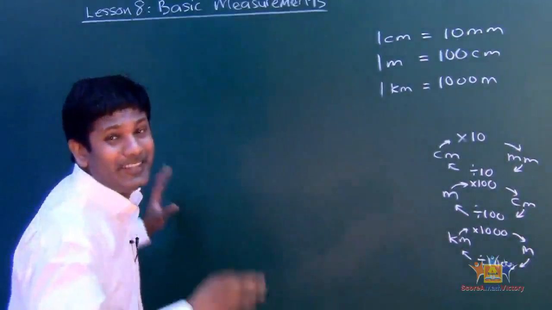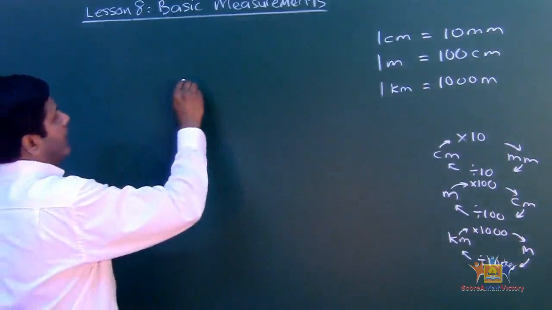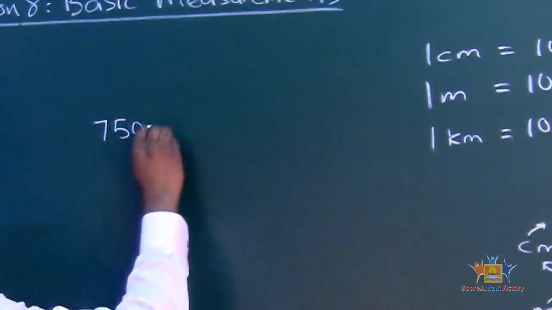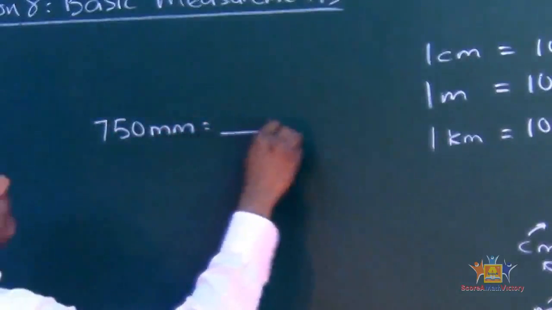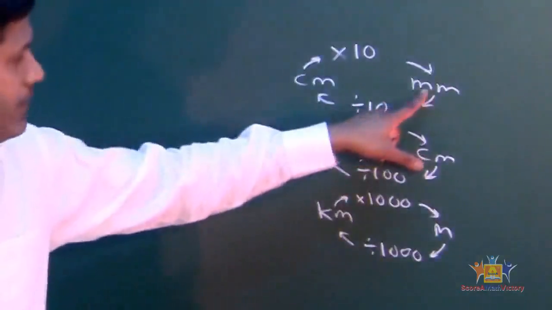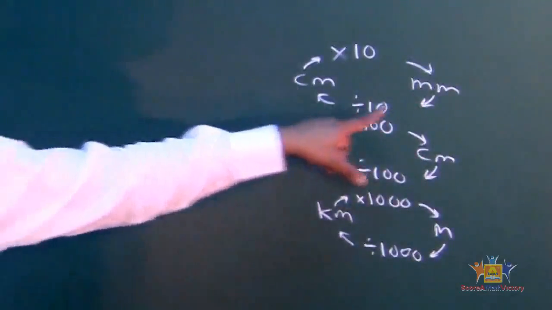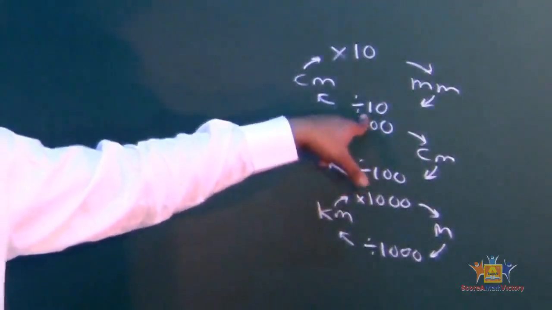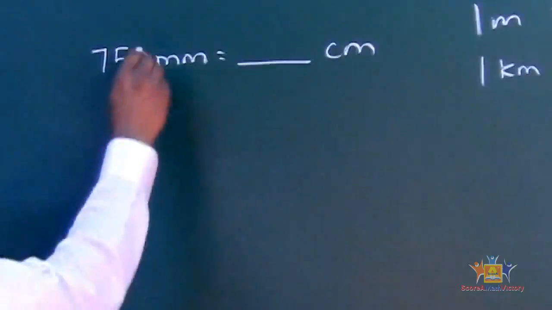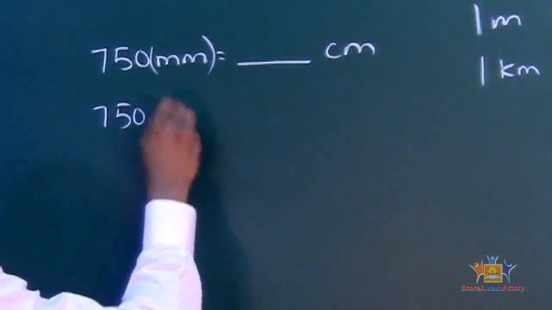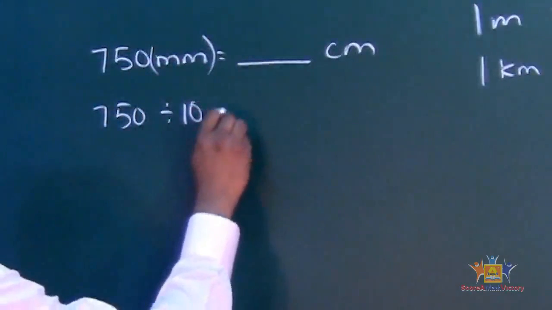Alright, my dear students. Now let's say, for example, I have 750 millimeters and I want to express that in the form of centimeters. Which way am I going? Millimeters to centimeters, so I'm going this direction. Which means I'm going to divide that by 10. So I substitute the millimeters: I put 750 and divide that by 10 centimeters.